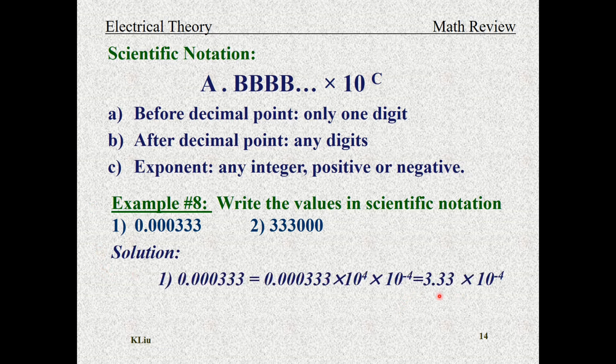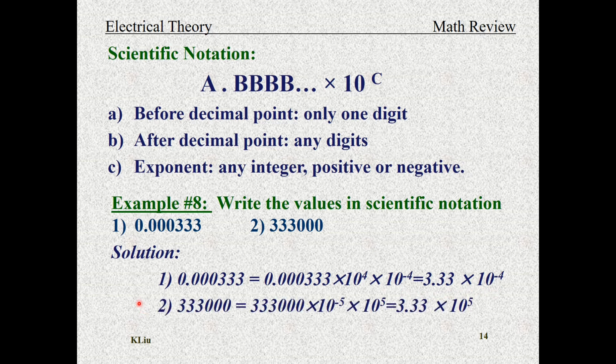For the first number, to get one digit before the decimal point, we need to move the decimal point to the right for 4 digits, which means times 10 to the power of 4. To maintain the same value of the original number, we need to times a canceling number, 10 to the power of negative 4. That is how we get our final result.